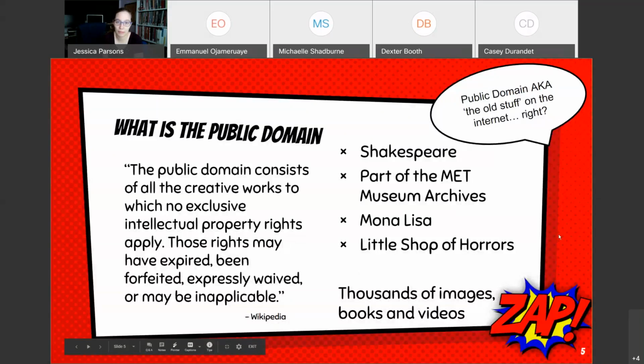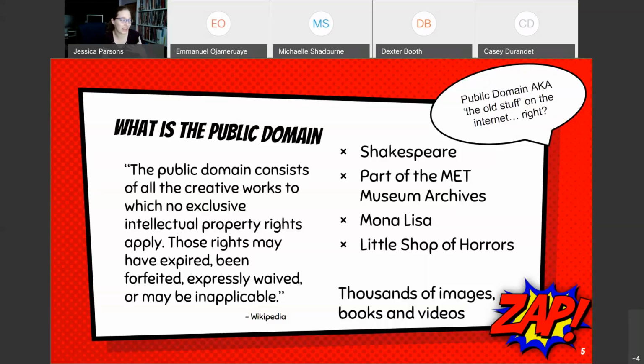So let's talk about that public domain for just a second. So usually when I say public domain, especially in front of students, the first thing that they will say is, aha, it's all that old stuff on the internet. Things like Pride and Prejudice, it's things like Shakespeare, but it goes far beyond that. And in fact, lots of companies are releasing things that are just available into the public domain because they see the power that can be created when a community has access to resources.